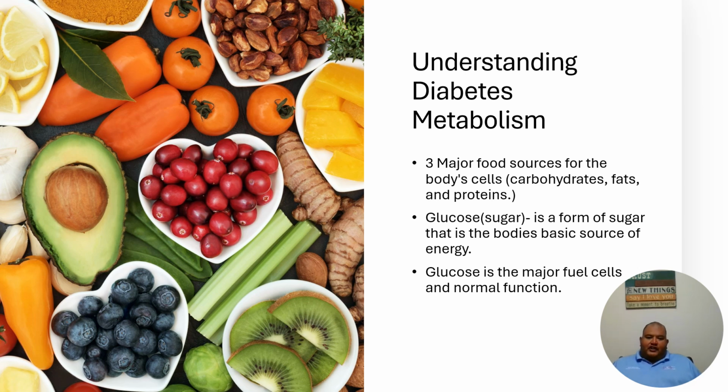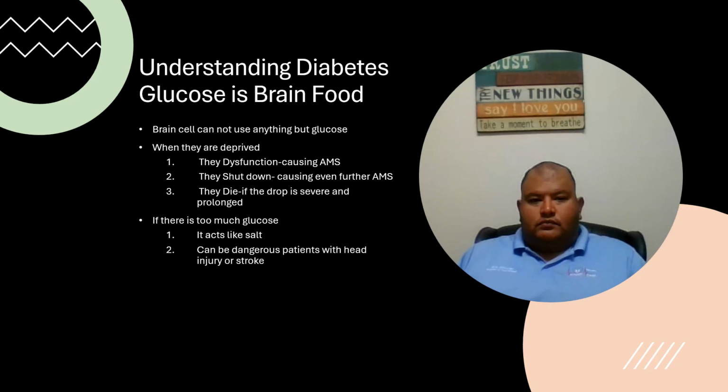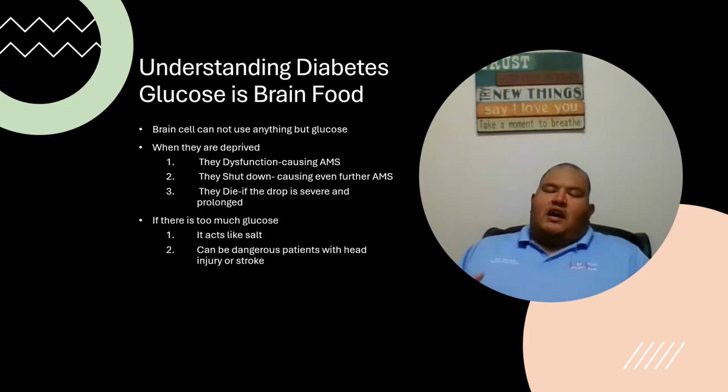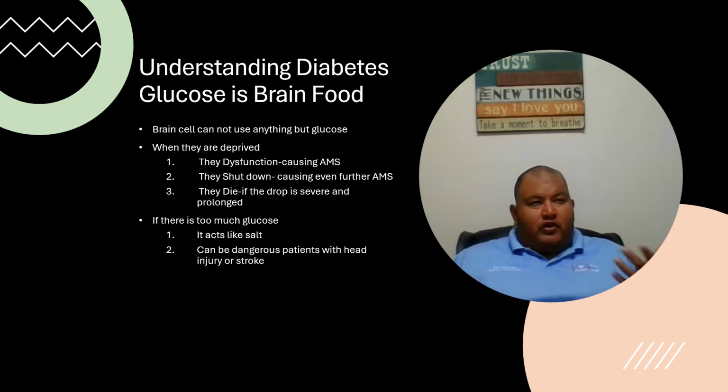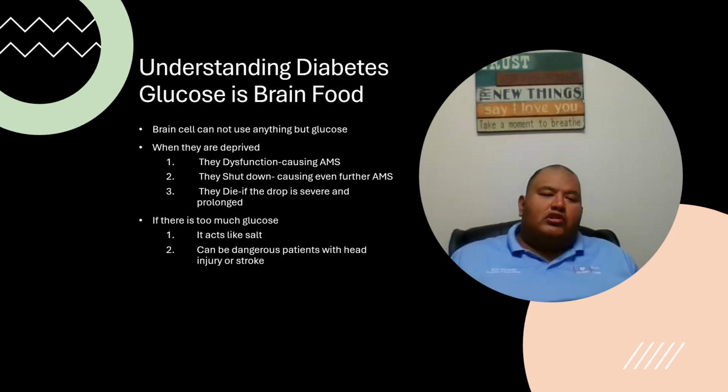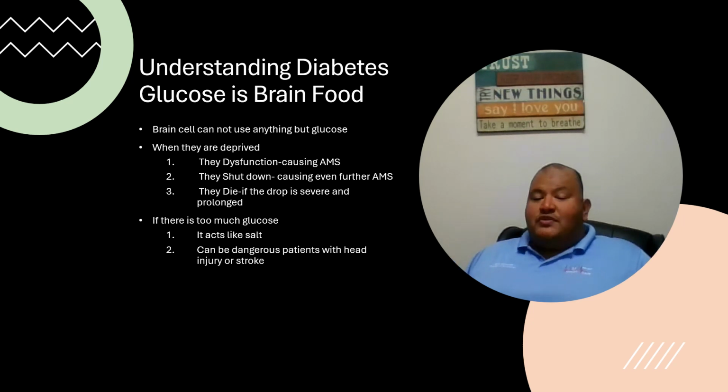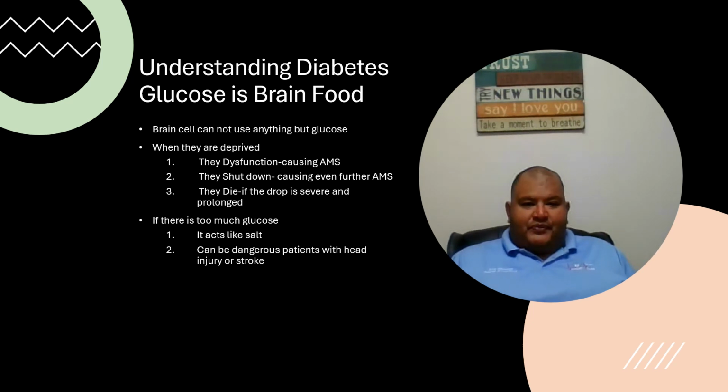Glucose is a form of sugar that is the body's basic source of energy. Glucose is the major fuel for cells in order for them to have their normal functions. So even though some cells can fuel themselves basically with other things in the body, brain cells cannot. So glucose, think of it as brain food. Brain cells cannot use anything but glucose.